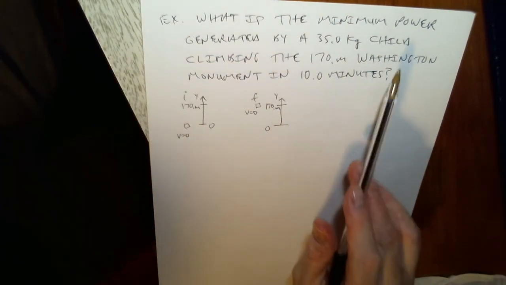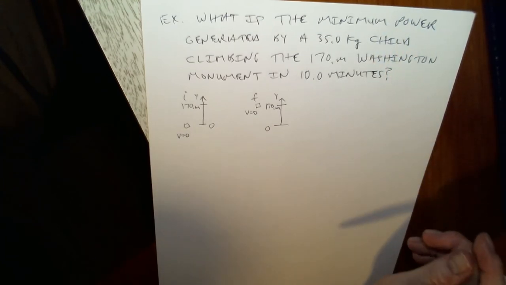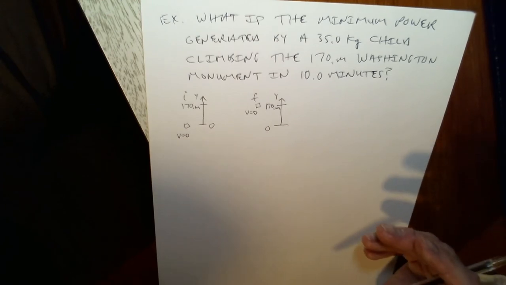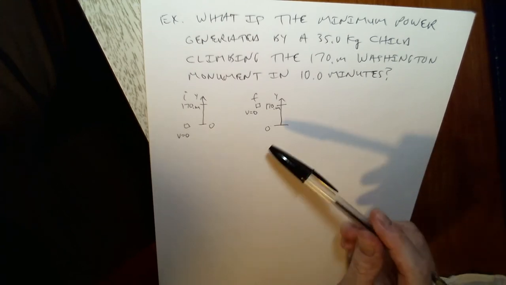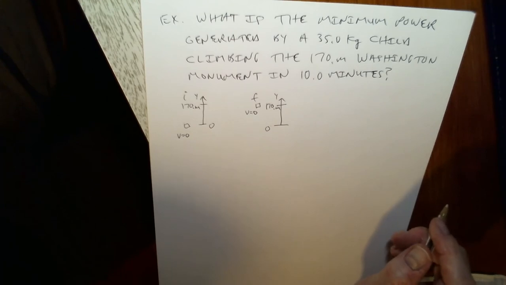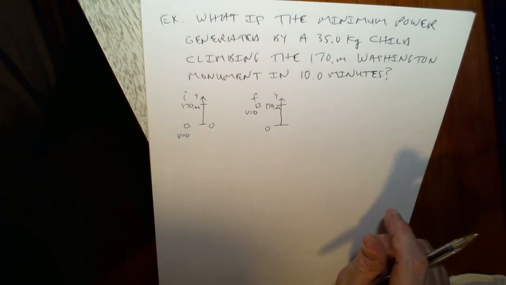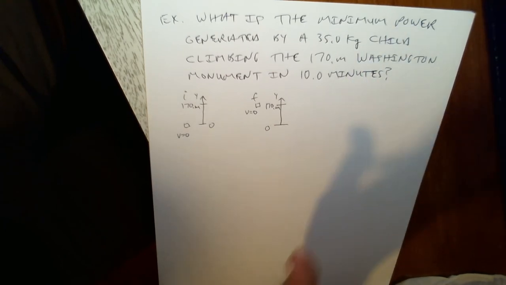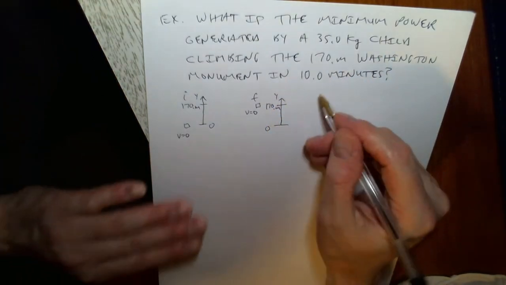And the minimum power, I take it that the word minimum is used because there's inefficiencies in biological systems, right? We don't use our energy perfectly efficiently. So in this process of climbing, some of the energy that the child is generating is going to heat. It's being lost as heat.